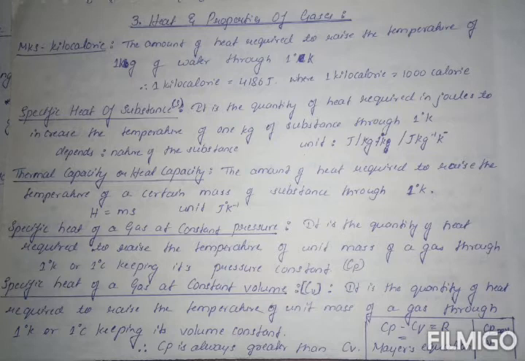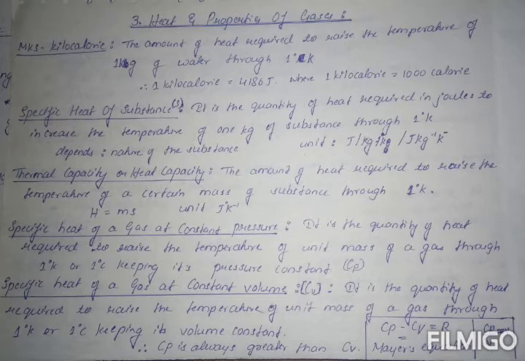Heat capacity is indicated as H equals M into S, and the unit is joule per Kelvin. Next, specific heat of a gas at a constant pressure. It means taking some mass of a gas and applying heat to it, and when the temperature rises by 1 degree Kelvin or 1 degree Celsius at a constant pressure, then it is called specific heat of a gas at a constant pressure. It is denoted by Cp.